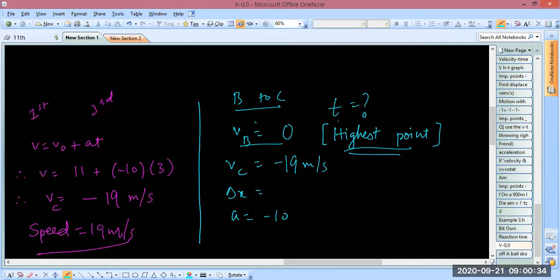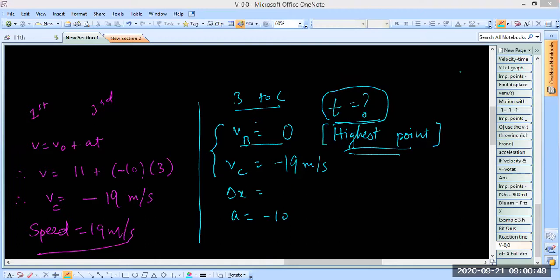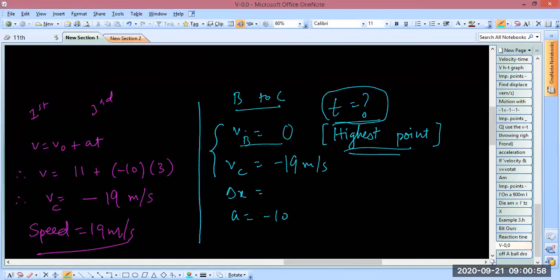Okay, and now we want to find time. Which equation? Look at this. First equation. Velocity at C is not 0, Gracie. Velocity at B is 0. Read it carefully. Velocity at C is not 0, right?